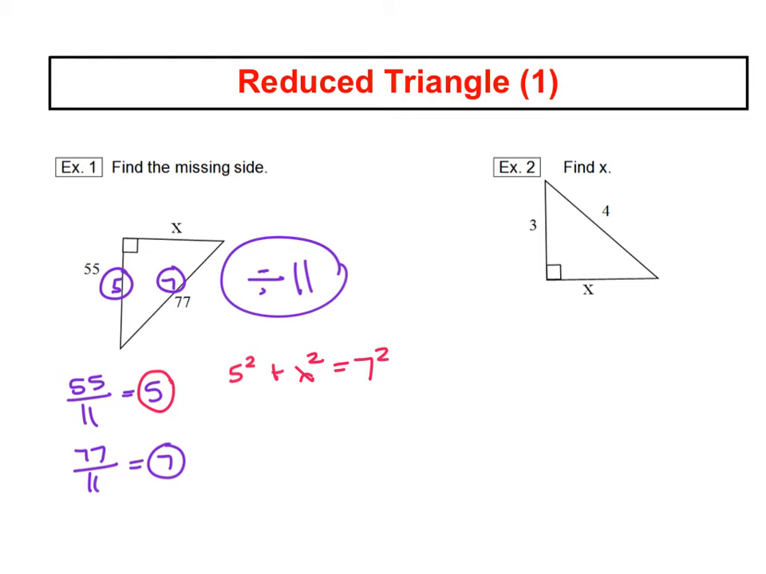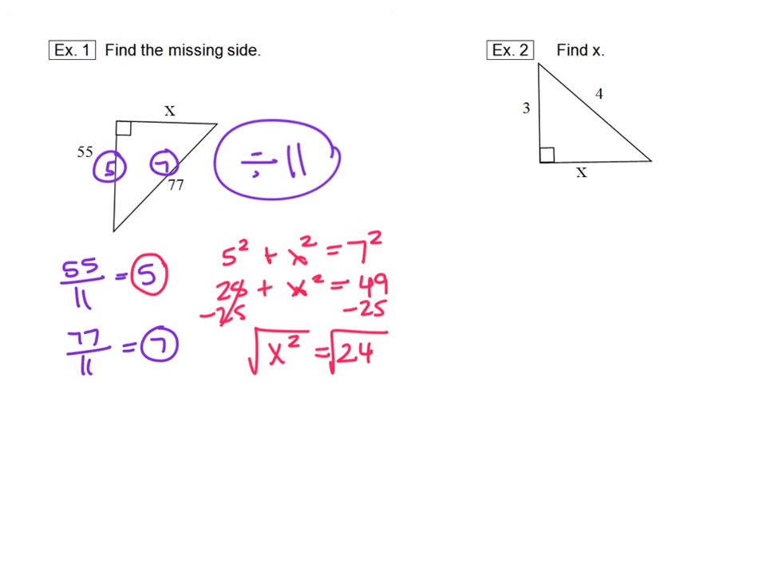All right, then we get 25 plus x squared equals 49. Go ahead and subtract 25 from both sides. So x squared equals 24. Now we square root both sides, and the square root of 24 is not a perfect square, so we try to reduce it. It reduces into 4 and 6. So x is equal to 2 times the square root of 6.